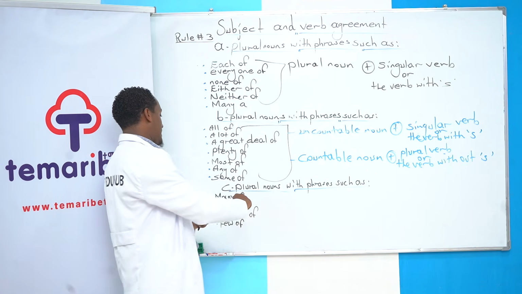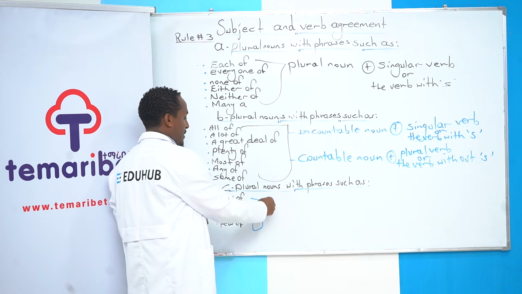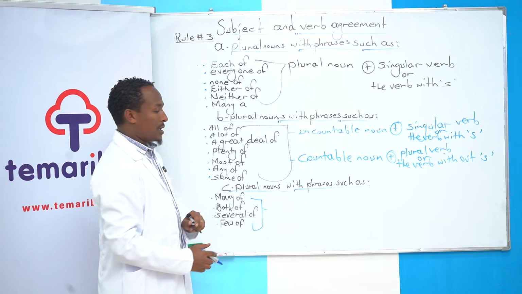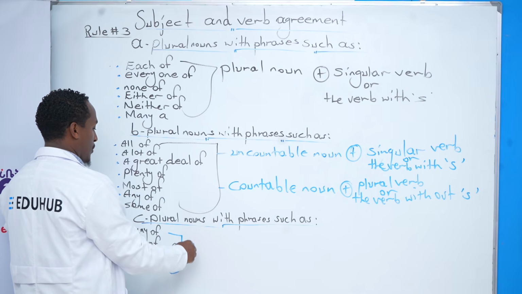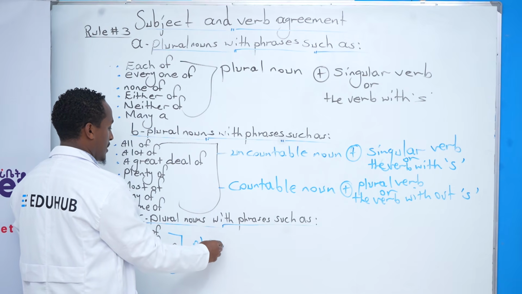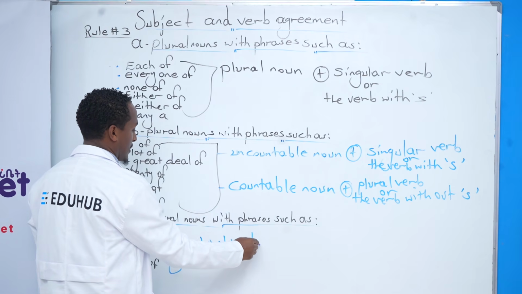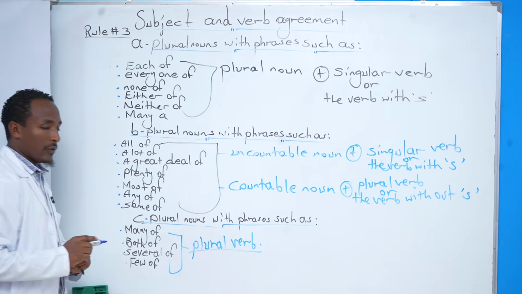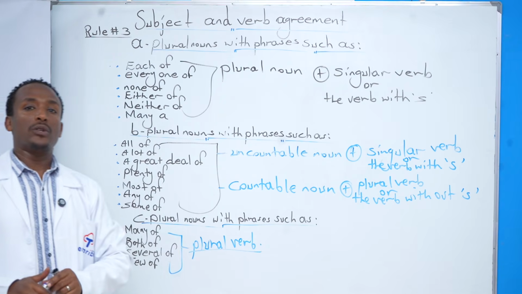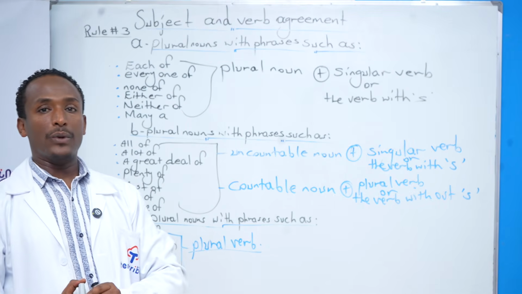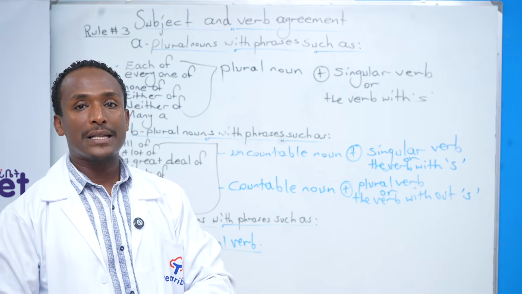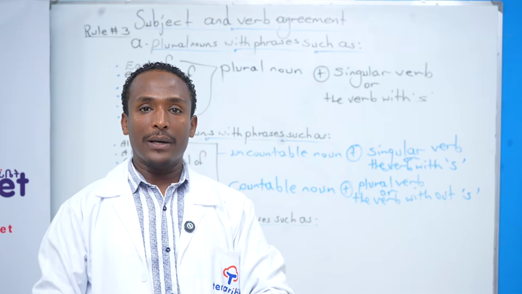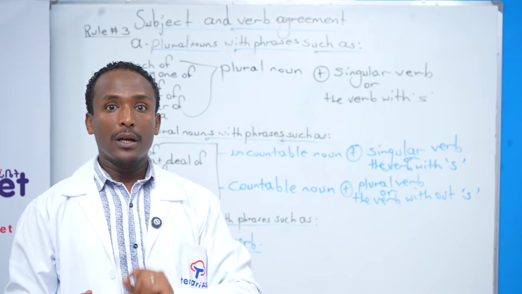First of all, these phrases always come with countable nouns. So the verb must be plural. They come with a plural verb. For example, many of the students are absent today. Several of this class students are clever, not is clever.